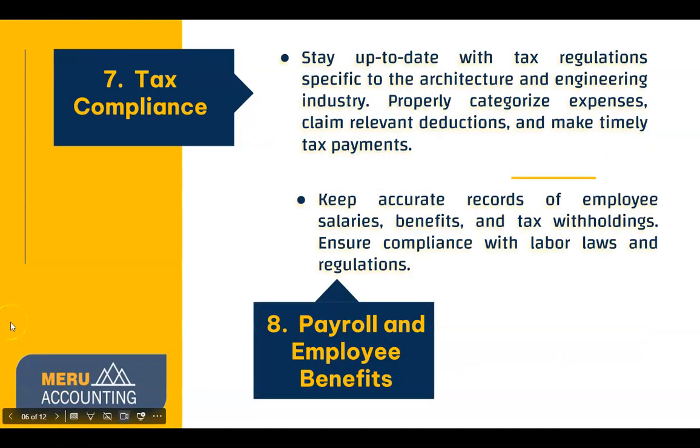Tax compliance. Tax compliance involves staying up to date with the tax regulations specific to the architecture and engineering industry. Properly categorizing expenses, claiming relevant deductions, and making timely tax payments are crucial steps. By adhering to tax laws and regulations, firms can avoid penalties, optimize tax liabilities, and ensure accurate financial reporting. Effective tax compliance supports financial health and allows firms to focus on their core business activities.